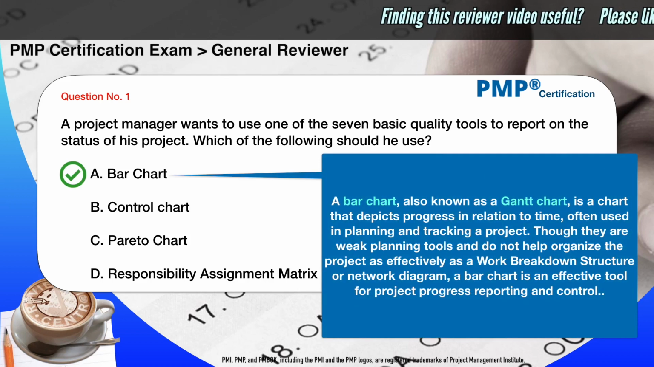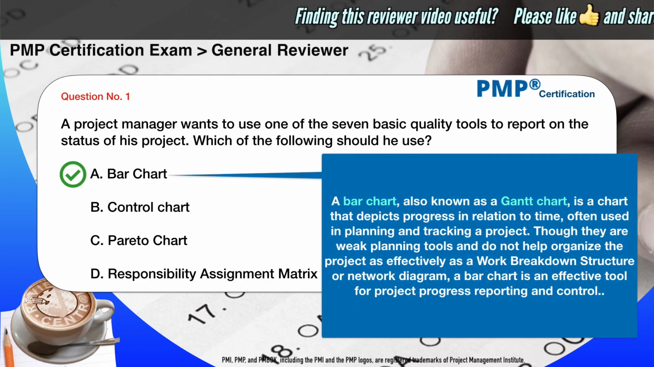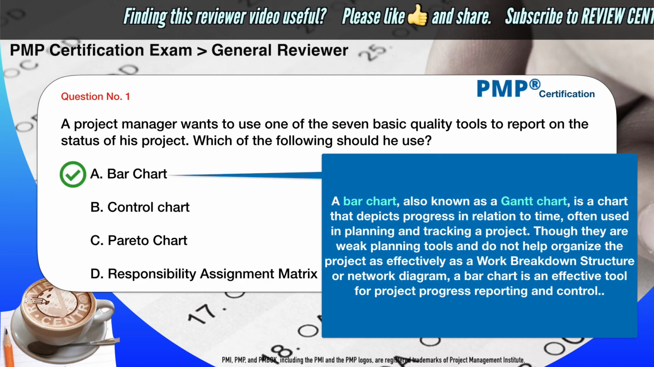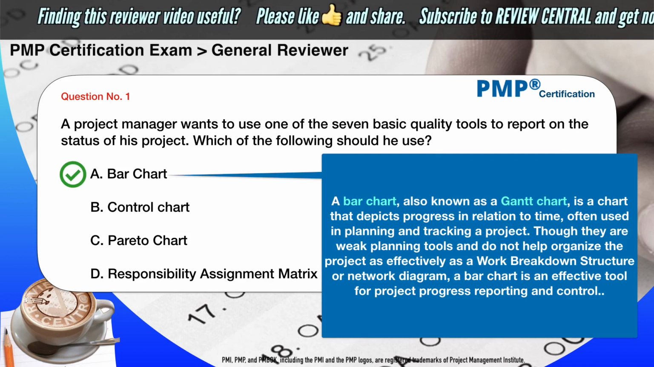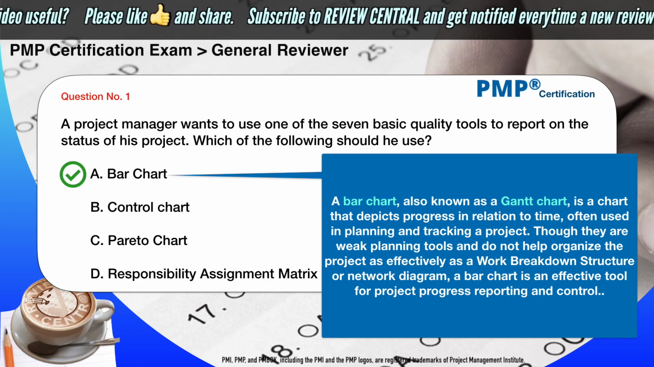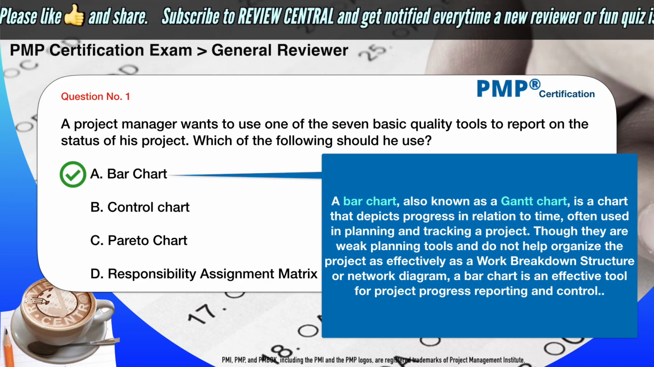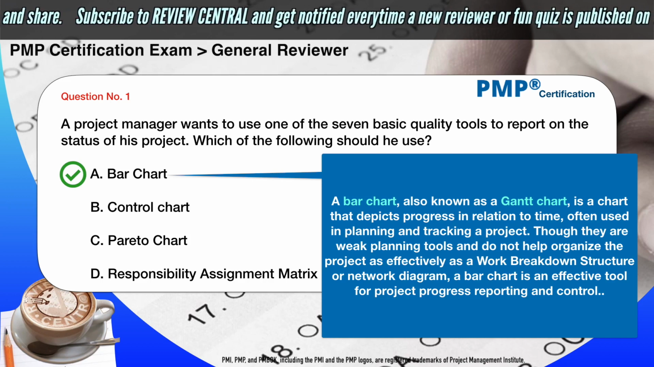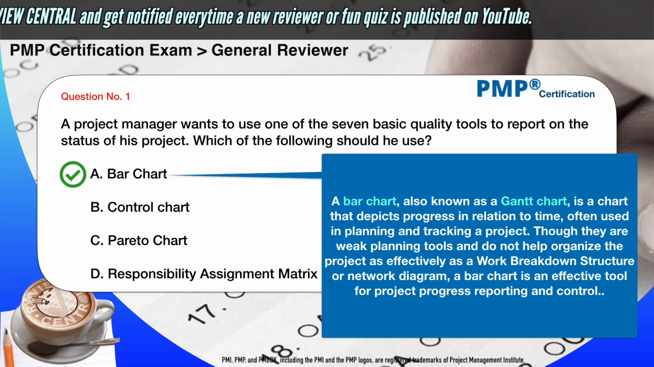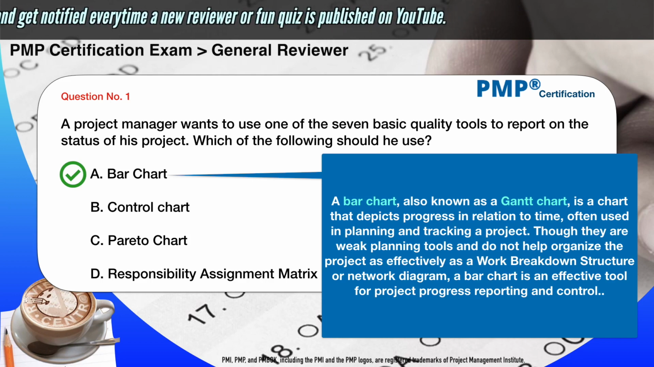The correct answer is A. Bar chart. A bar chart, also known as a Gantt chart, is a chart that depicts progress in relation to time, often used in planning and tracking a project. Though they are weak planning tools and do not help organize the project as effectively as a work breakdown structure or network diagram, a bar chart is an effective tool for project progress reporting and control.